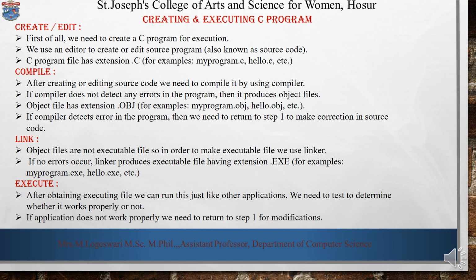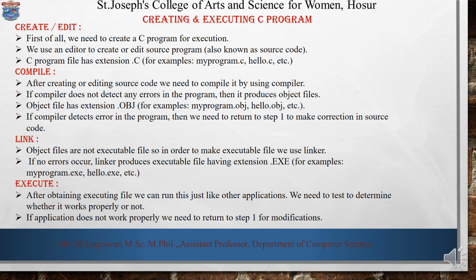Okay, once you complete the source code, you have to save your file as filename dot C. After that, compile your program. After creating or editing your source code, we need to compile by using the compiler. If the compiler does not detect any errors in your program, it produces the object file, named your filename dot obj. For example, if you save your file as hello.c, the object file is automatically created as hello.obj.